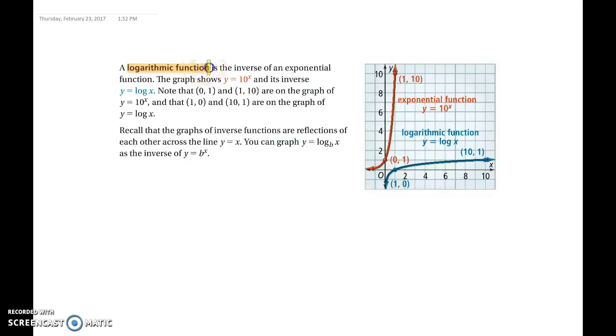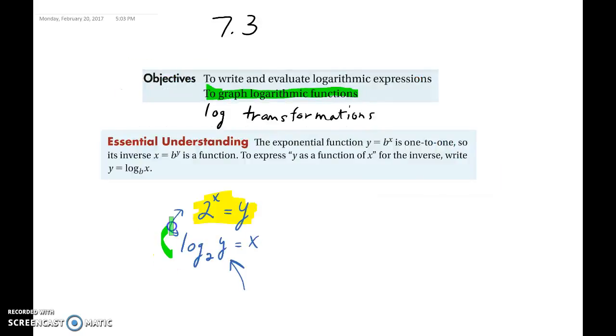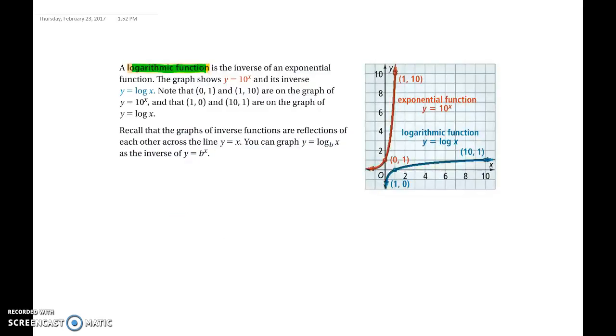So the first thing is a logarithmic function. A logarithmic function is an inverse of the exponential function, exactly what I just talked about in the last slide. So they're inverses of each other. And the graph in red shows y is equal to 10 to the x power, and we can do that one pretty easily. We put 0 in for x, and 10 to the 0 power is equal to 1. We raise 10 to the first power, then it's equal to 10. So here's our graph of our red equation.